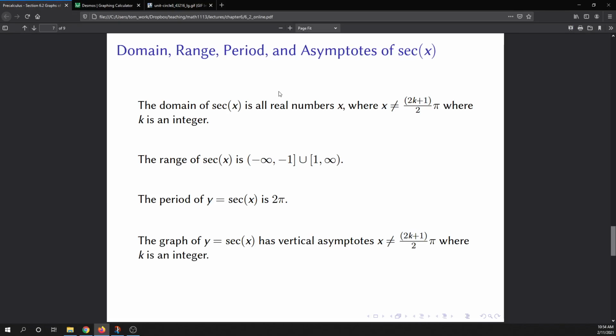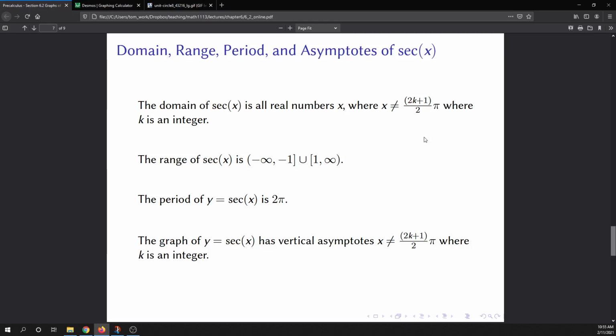All right, let's take a look at the properties of the secant function. So first off, the domain of the secant function is all real numbers x, where x is not equal to (2k plus 1) over 2 times pi. So if you haven't watched the videos where I explain what this notation is, the videos for tangent and cotangent is where I first explain those.